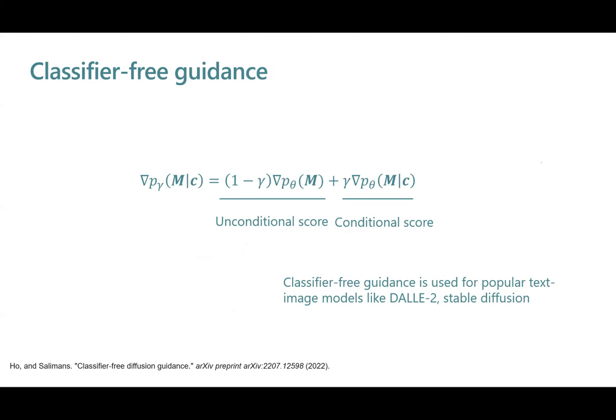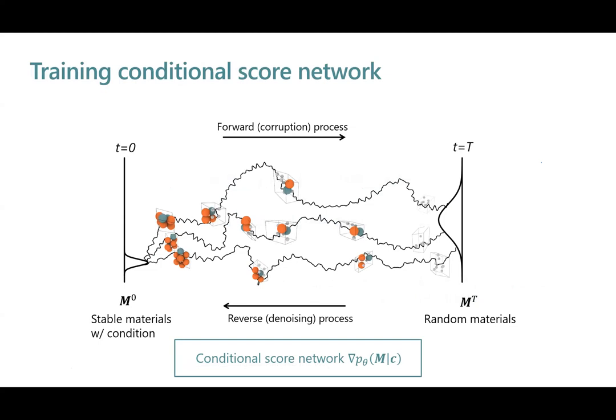And so therefore, the important thing is how would you learn this conditional score network, right? So it's quite easy. You can just take your conditional label, and you can train this conditional model by training the model conditioned on this additional label, and then you get this conditional score network.